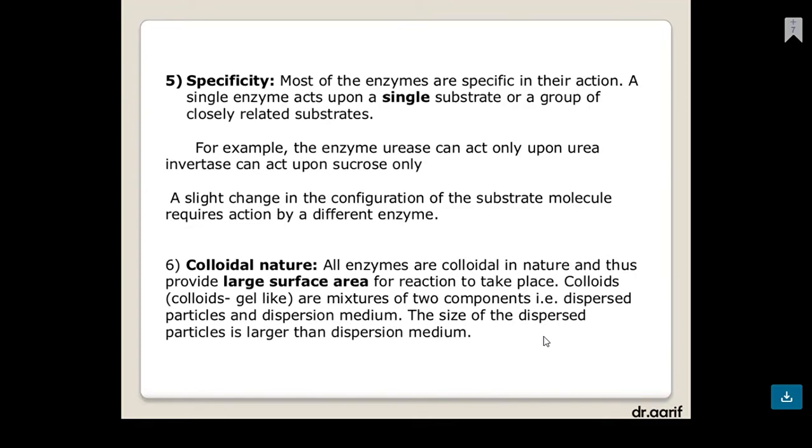And specificity: they are very specific. Most of the enzymes are specific in their action, so it will act on either one substrate or a group of closely related substrates. They're also colloidal in nature, that is, they provide a large surface area for the reaction to take place.